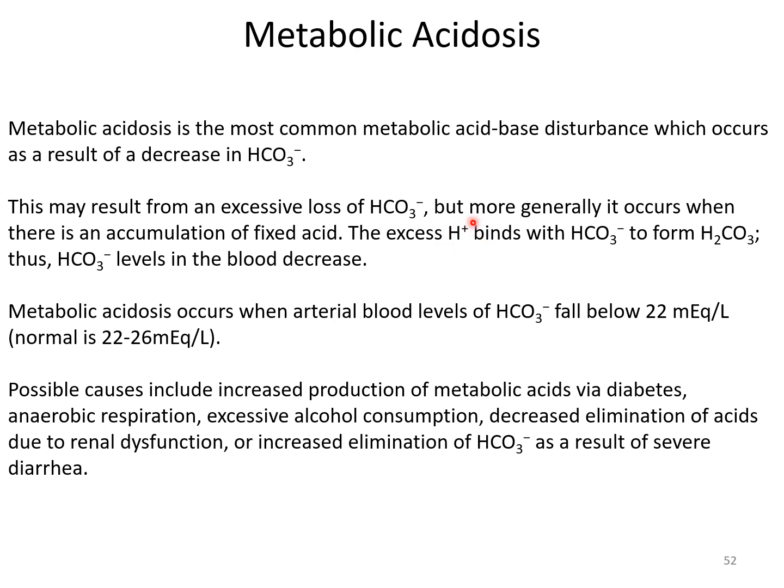All the excess acid is going to bind to bicarbonate. Anaerobic respiration is the one that produces lactic acid. Other causes are excessive alcohol consumption and decreased elimination of acids due to renal dysfunction. If your kidneys aren't working right, you can't get rid of the acid, and it's going to accumulate in the blood. Or there's increased elimination of bicarbonate as a result of severe diarrhea. Any of those are possible causes, and it's going to lead to metabolic acidosis.